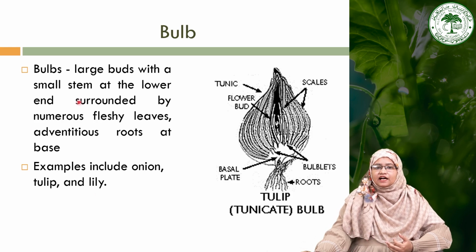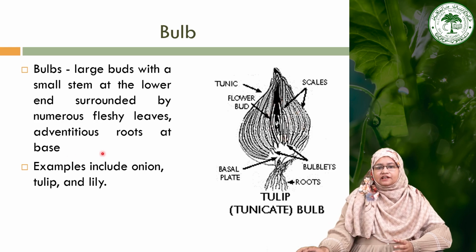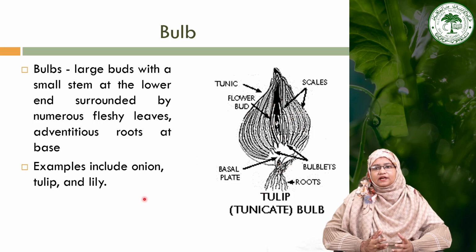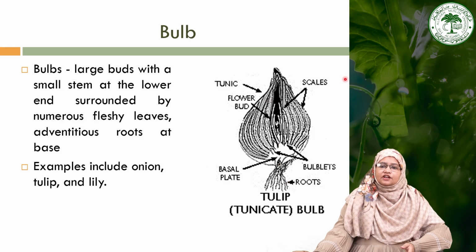Bulb is a large bud with a small stem, as you can see here. There is a small stem at the lower end surrounded by numerous fleshy leaves, as you can see here. These are the fleshy leaves, and they have adventitious roots at the base, and the example of bulb is typically onion, tulip and lily plants. So, this is a tunicated bulb which is present in case of onion that has a covering.